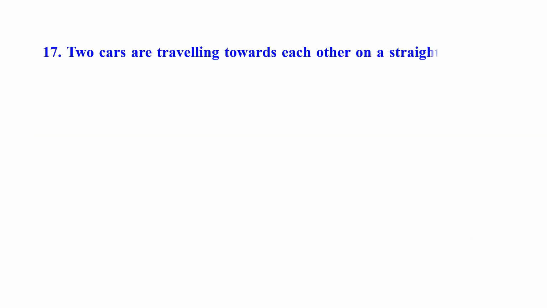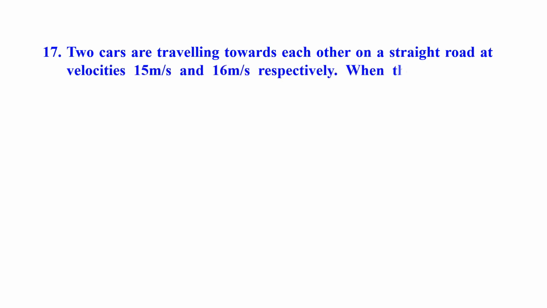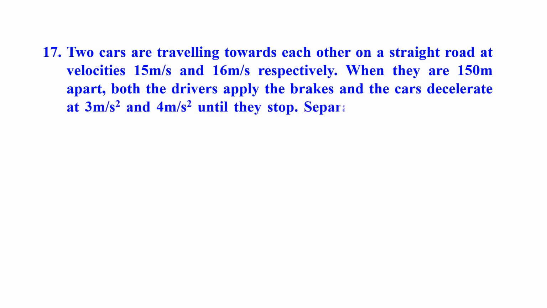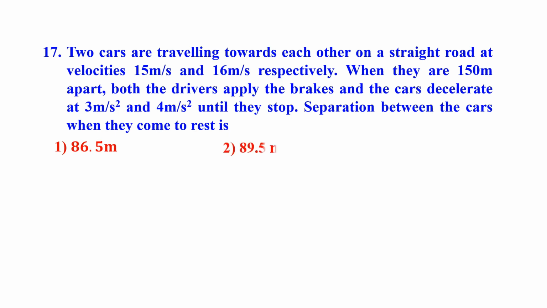two cars are traveling towards each other on a straight road at velocities 15 meters per second and 16 meters per second respectively. When they are 150 meters apart, both the drivers apply the brakes and the cars decelerate at 3 meters per second square and 4 meters per second square until they stop. Separation between the cars when they come to rest is 86.5 meters, 89.5 meters, 85.5 meters, 80.5 meters. Now let us go to the solution.